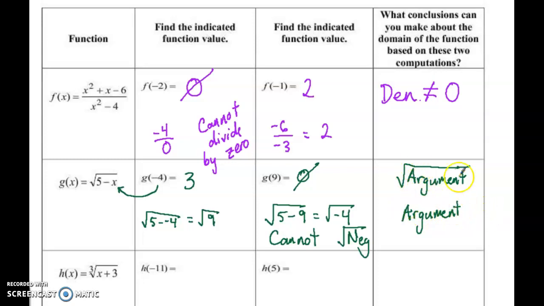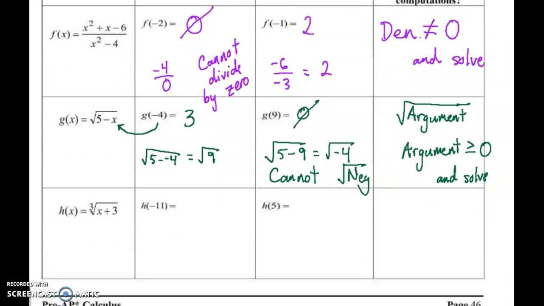So if we cannot square root a negative, it makes sense then that the argument must be set greater than or equal to 0, and then solve it to find your domain. And maybe I should have written that earlier with this one. And solve. And we'll get practice problems with it.